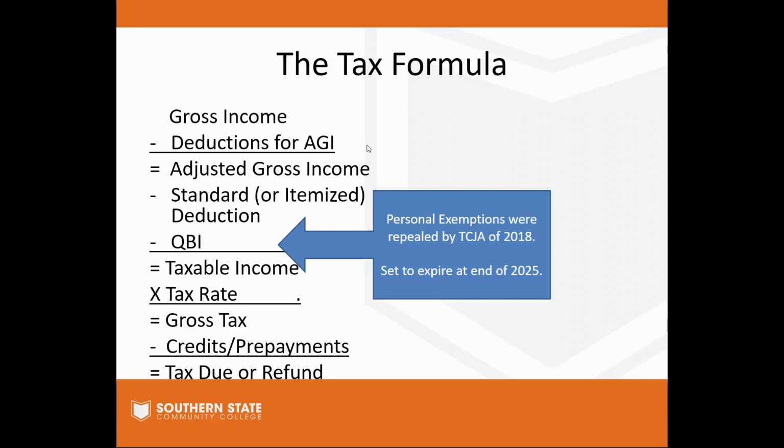I don't get to claim an exemption for myself anymore. I don't get to claim one for my spouse. I don't get to claim one for my dependents. That provision in the new tax law is set to go away in 2025. So if that's not renewed, personal exemptions will come back in 2025. It's kind of like waiting for the 20-year cicadas that come out in Ohio or whatever they are. You know, we're just all sitting around waiting for the exemptions to come back.